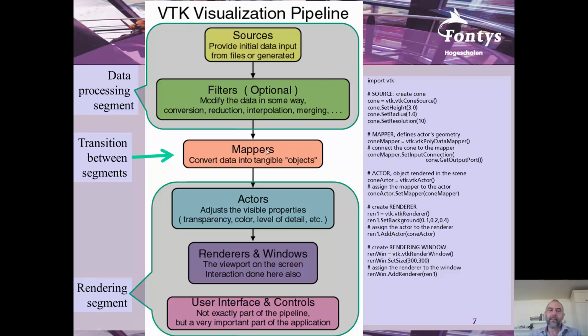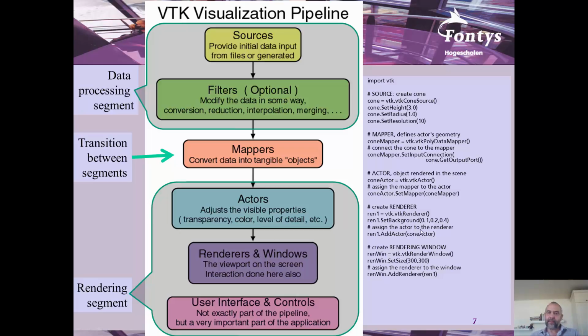Then we go to the next stage, which is an actor. So we have a VTK actor object created here, and here again we connect the actor to the previous stage in the pipeline, which is the mapper. So this actor has a mapper set. This connection is not using an input connection or an output port, but this is by setting the mapper. Every object has a mapper, one mapper, so we set the mapper here. The mapper for the cone actor is the cone mapper.